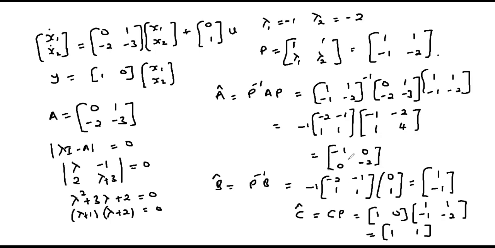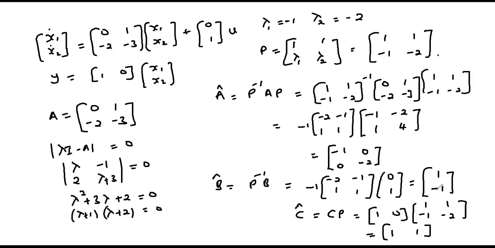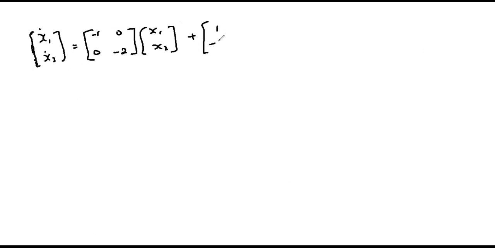From this we can write the state space representation of the system as follows. X1, X2 derivative equals the matrix A. The matrix A is obtained as negative 1, negative 2, a diagonal matrix, so negative 1, 0, 0, negative 2, into X1, X2, plus the matrix B, which is 1, negative 1, U, and our Y of t is given by the matrix C. The matrix C is 1, 1, into X1, X2.